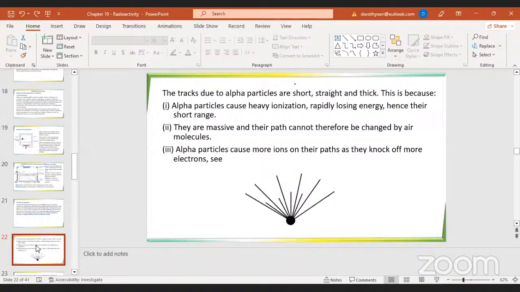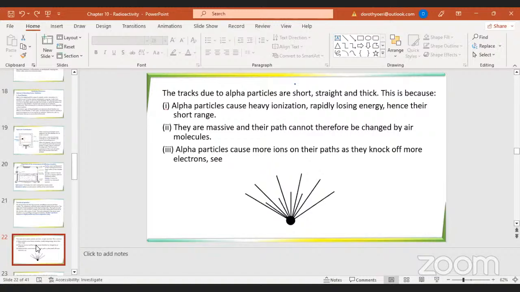Now, why are the paths straight? Remember, they are heavy, which means nothing can easily change their path. They cannot easily be deflected. And why are the tracks short? Because they are heavy and therefore lose energy easily, so they cannot cover a longer distance. That is why the tracks are short, straight, and thick. They are massive and their path cannot be changed by the air molecules.